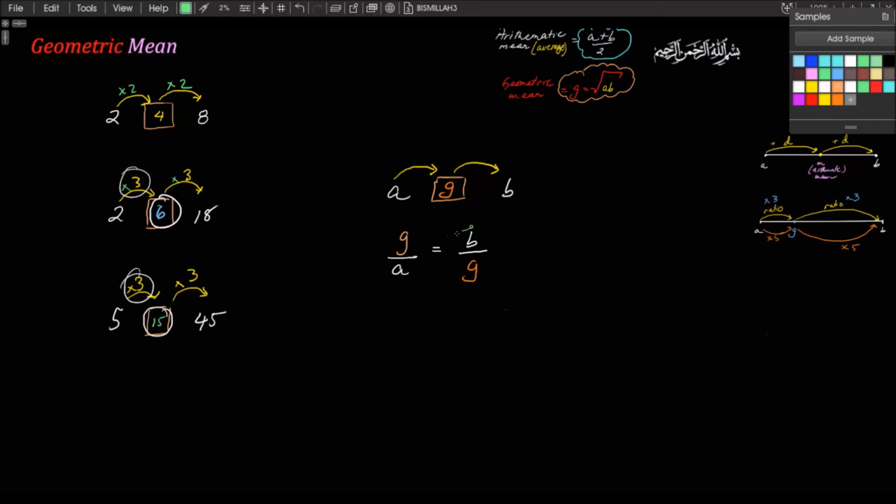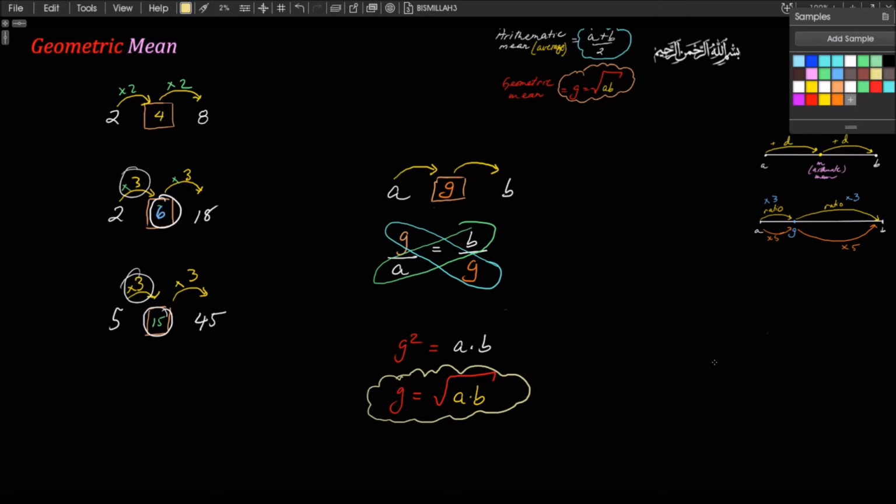See, now you can cross multiply, right? I can solve this by cross multiplying. If I cross multiply, I get G times G over here, and that's going to be G squared. That's going to be equal to A times B. So G squared equals A times B. And I can solve this by taking the square root of both sides, and then I get G is equal to the square root of A times B. And there we have it. And that is the formula for calculating the geometric mean.